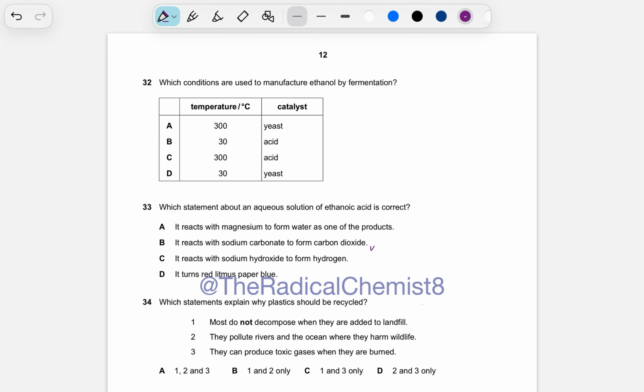Next question, which conditions are used for the manufacture of ethanol by fermentation? So this requires the catalyst yeast, so it's either A or D. And yeast is a biological catalyst. So in this case, it would denature at very harsh conditions. So the answer is D.